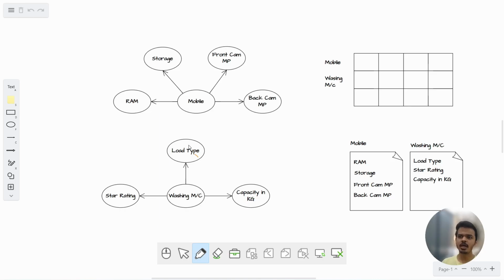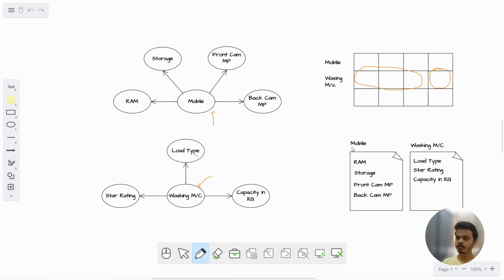So now you see, in this case, different electronic items will have different features. So this kind of data is hard to store in a single table. If you see, a mobile phone has 4 features, but a washing machine has only 3 features. There is no fourth feature. So the point to be noted here is that the data you need to store is not uniform. It changes.